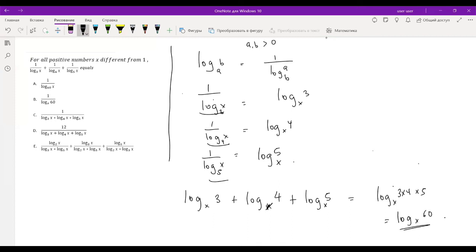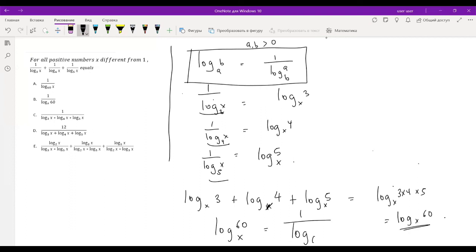But if you look at the options, all of them are in terms of inverse. So applying this property again, what will be the value of log 60 base x? It will be 1 over, when you swap the numbers, log 60 now goes to the base and x goes above. So this is the answer, and that is option A. So the answer to this is option A.